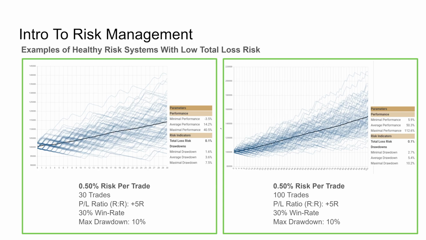But look, our average performance is not bad, right? 14% a month on 0.5% risk. That's pretty good. That's pretty much what I've done the past 2 months, about 30%, 28% between the last 2 months.